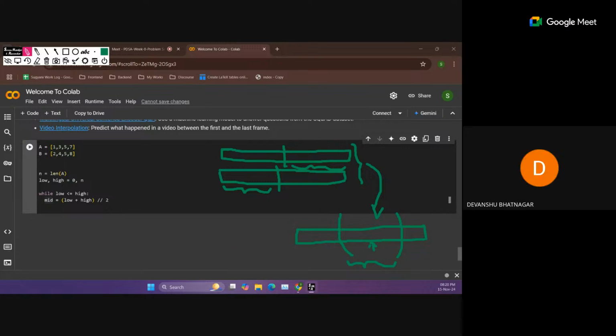Whose left part is less than the number and right part is greater than the number. Yeah, there is another trick also that we will discuss next.